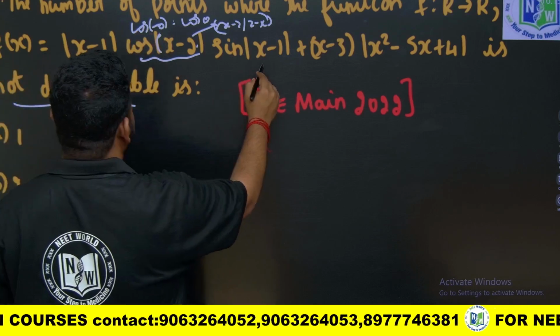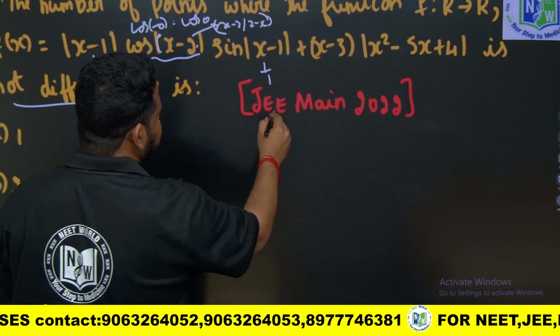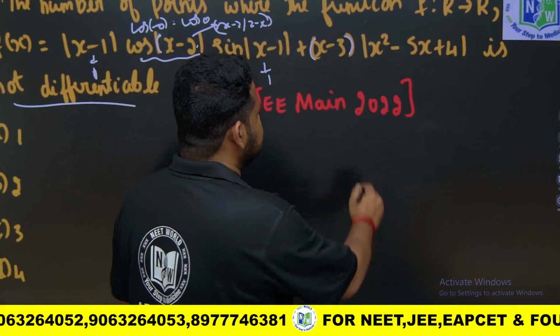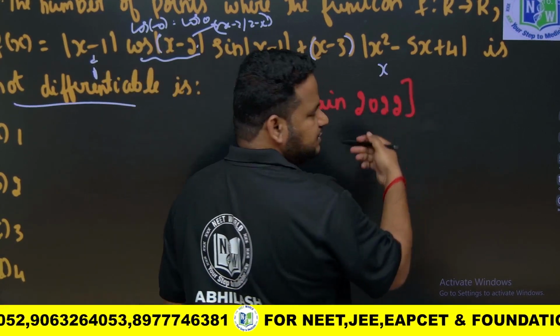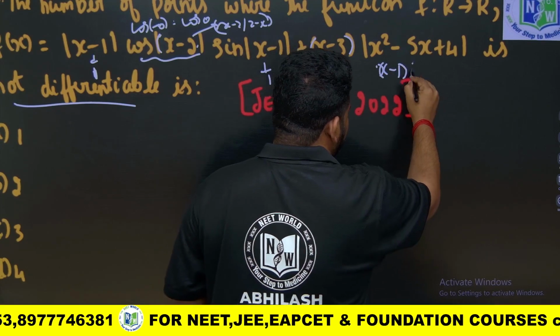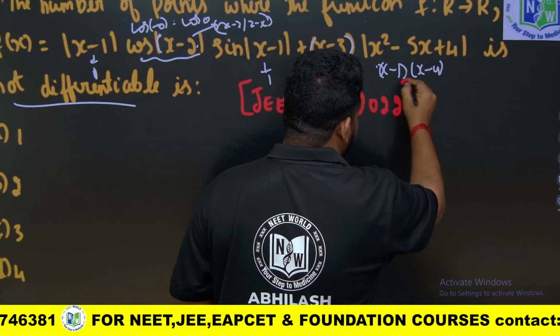So sin of x minus 2, here also it is not continuous at x equal to 1. This is x minus 3 within brackets, so it is not a modulus function. So if I see, this is nothing but what? This I can write, if I factorize it, as x minus 1 into x minus 4, within the modulus sign.